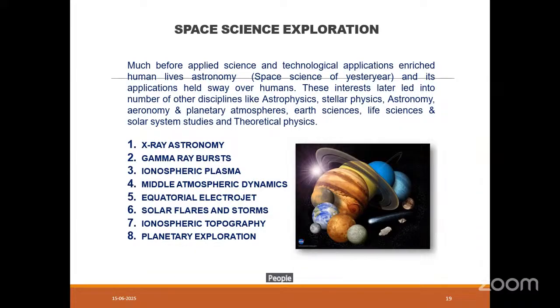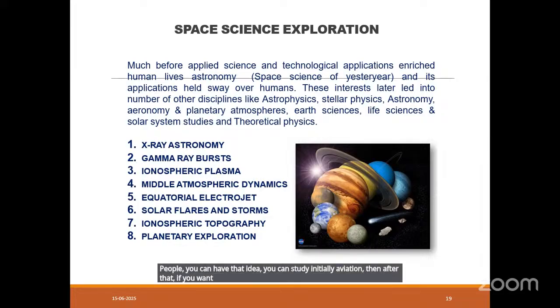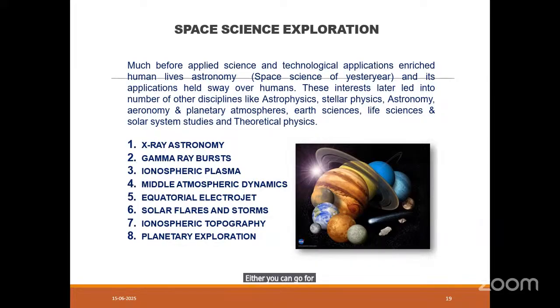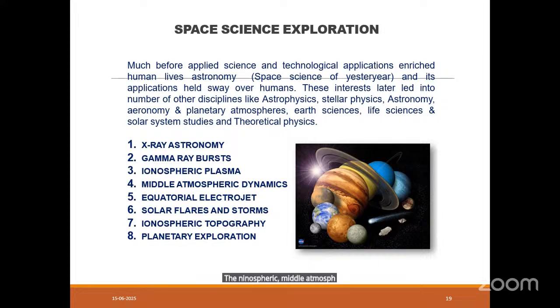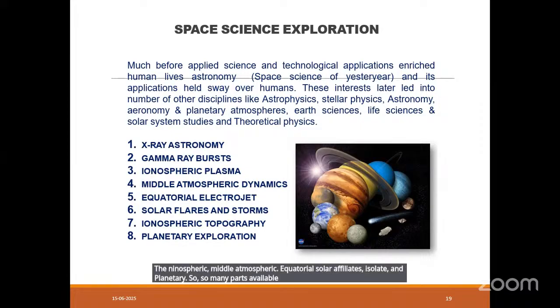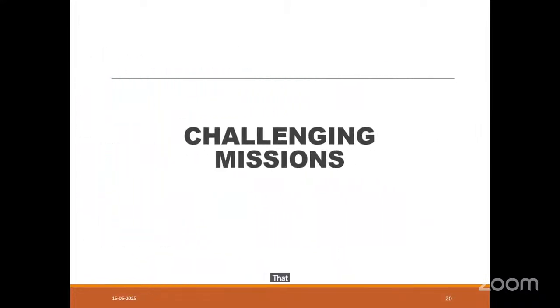People, you can have that idea, you can study aviation initially, and after that, whichever field you want, you can go for any particular thing: X-ray, gamma rays, then ionospheric, middle atmospheric, equatorial, solar flares, isotropic, and planetary. So many parts and applications are available. We can choose whichever you like. Accordingly, you can do your research and innovative ideas in that field. That will help you as well as the nation and the society. That is the most important.